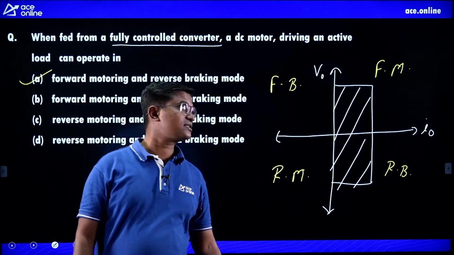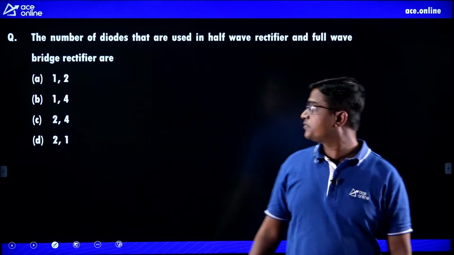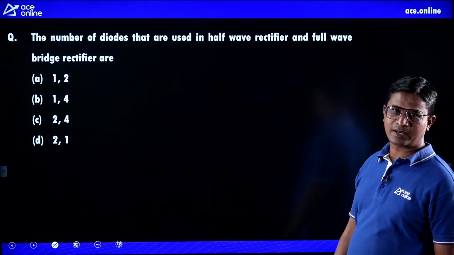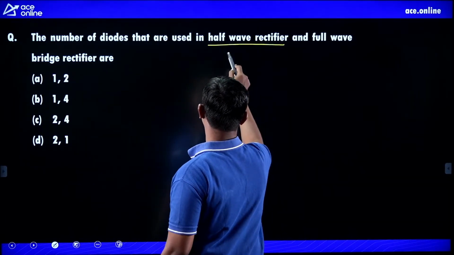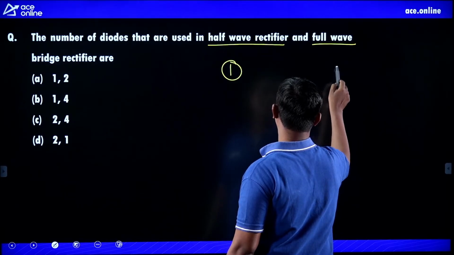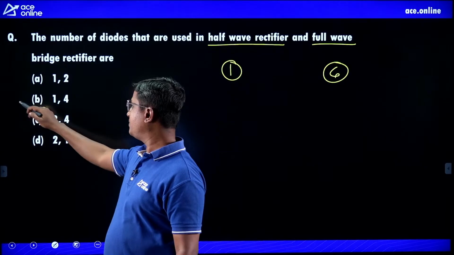Alright. Next, the number of diodes that are used in a half wave rectifier and full wave rectifier, bridge rectifier are. Yes, half wave rectifier, how many diodes? Only 1. And whereas full wave rectifier, bridge rectifier, 4 diodes, na? So 1 and 4. Option B is the correct option.